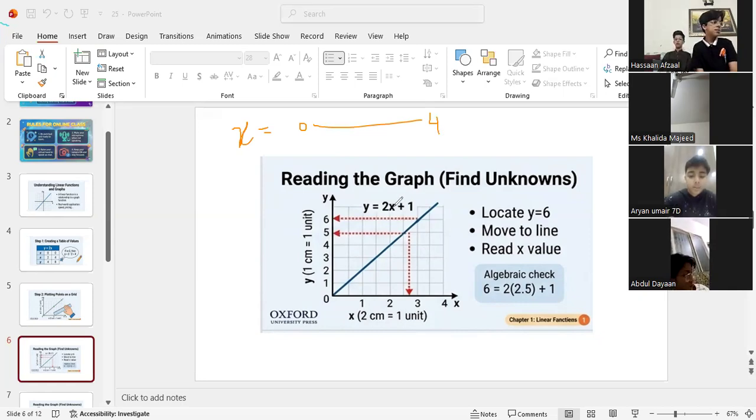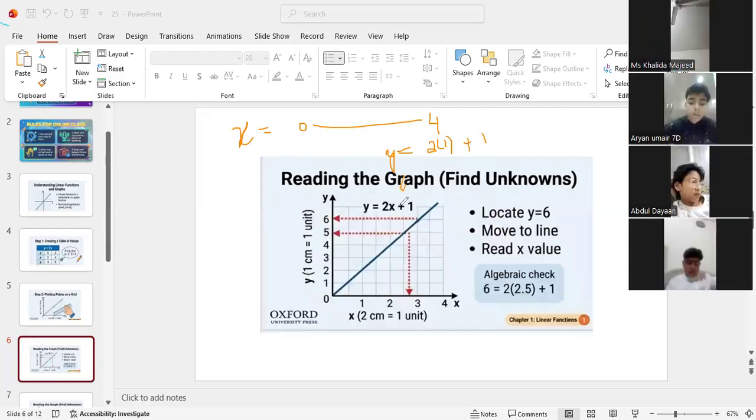But how will I calculate the value of y? For example, if I say that the value of x is 1, then what will be the value of y? I have to put the value of x in this function, then the value of y will automatically be found. Clear? Is this clear? We already did this in exercise 1A.